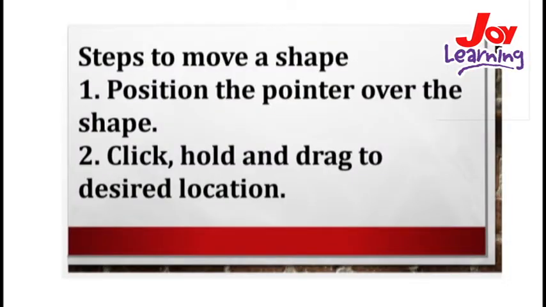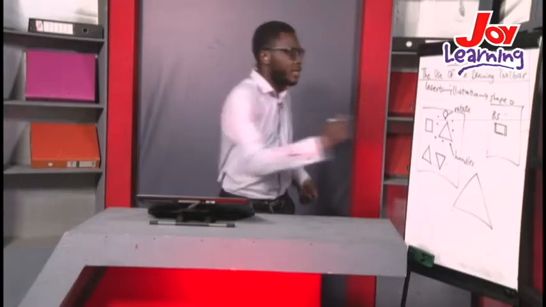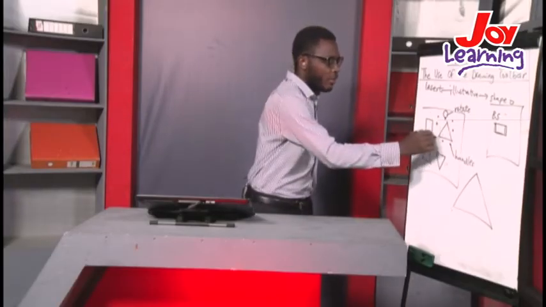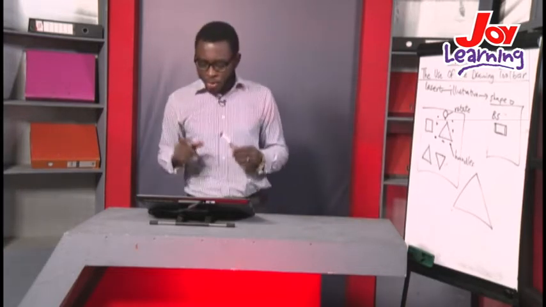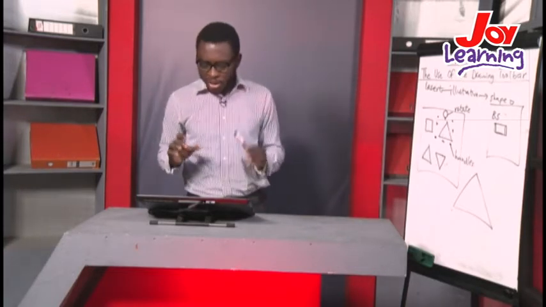Now let's look at the steps you follow to move a shape. Maybe the shape is here, you want to move it to another location. You position the pointer over the shape. So as you click on the image, the handles will appear. Then you click, hold and drag.